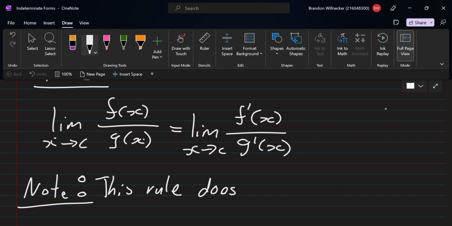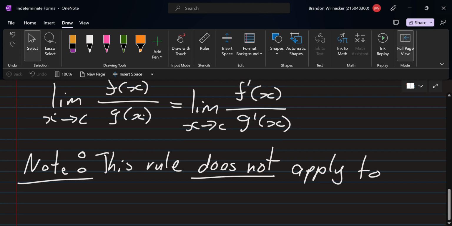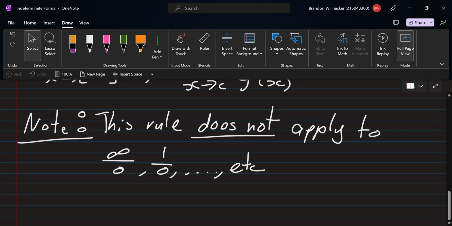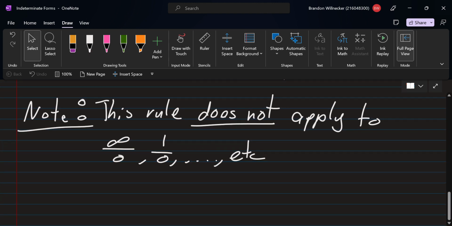This rule does not apply to infinity over 0, 1 over 0, etc. Things like that. Okay. If you have something like this, the rule does not apply.